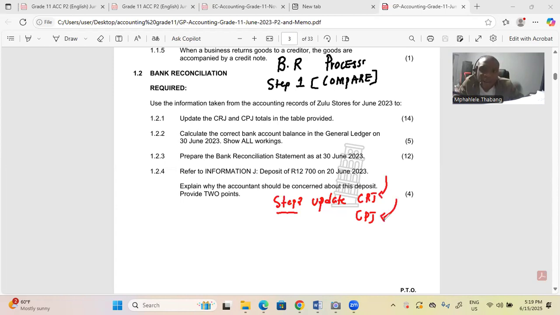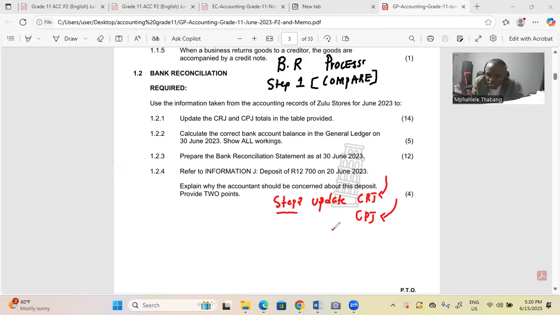I'm saying this again. After comparing the bank statement with the journals, it might be necessary to put entries in the journals. Those entries which were appearing in the bank statement but not in the journals. We need to update our journals. We have to make sure that what is in the bank statement is also in the journal. So we have to update our CRJ and CPJ. Now, after updating your CRJ and CPJ, still in step 2, you will have to calculate the correct bank balance.